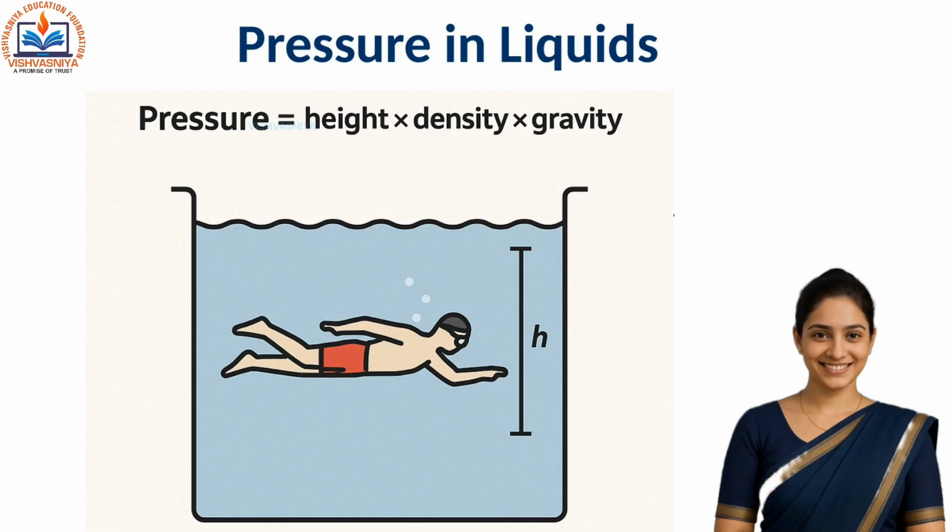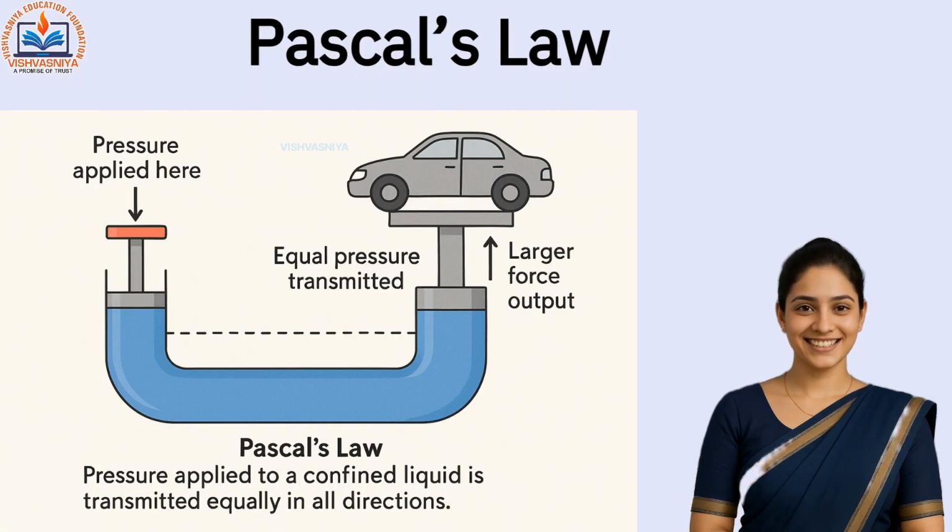Pressure in liquids. Think of swimming in a deep pool. As you go deeper, the pressure increases. That's because pressure in a liquid depends on depth. We calculate it using pressure equals height multiplied by density multiplied by gravity. Pascal's law says pressure applied to a confined liquid is transmitted equally in all directions. That's why hydraulic lifts and brakes work so efficiently.